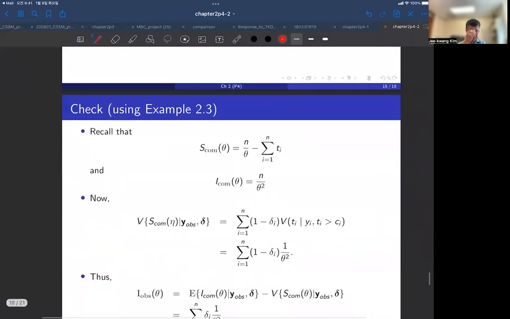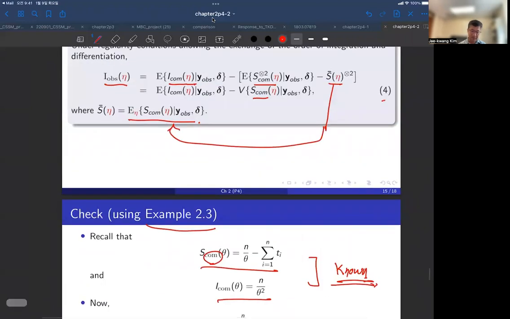So let's use the same example 2.3, which is the censoring data. We know this is the score function under the observation of T_i, and this is the feature information. That's given, known. And now the formula here, equation 4.